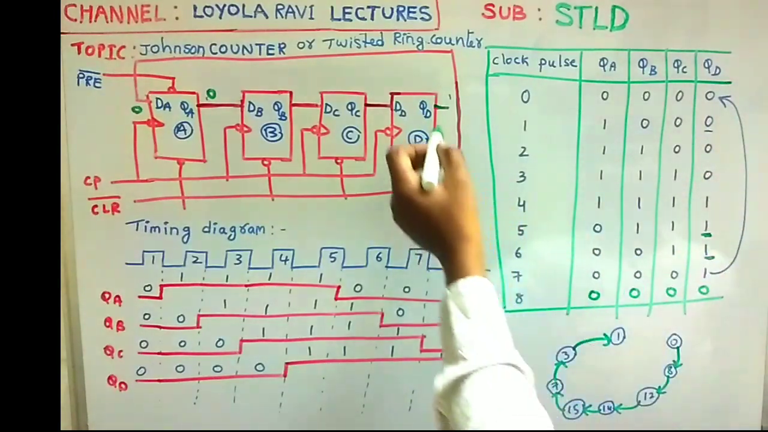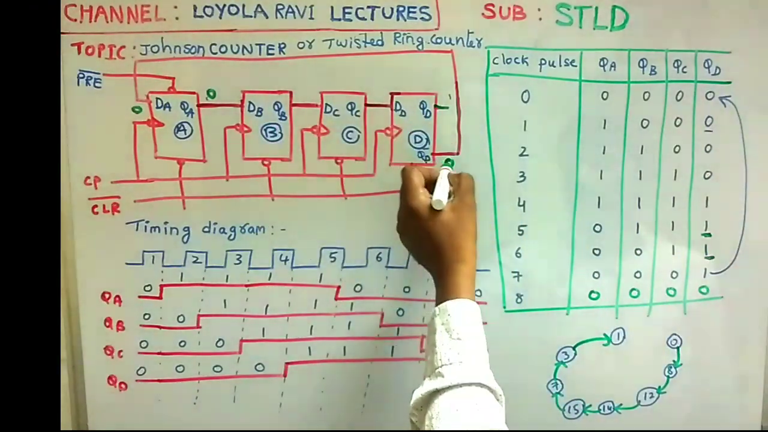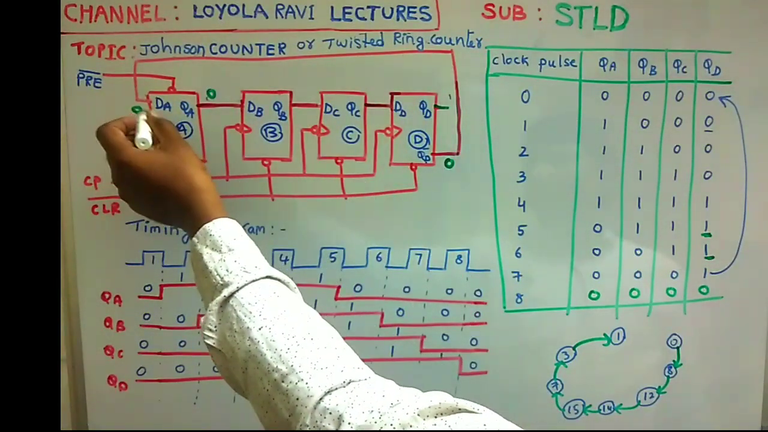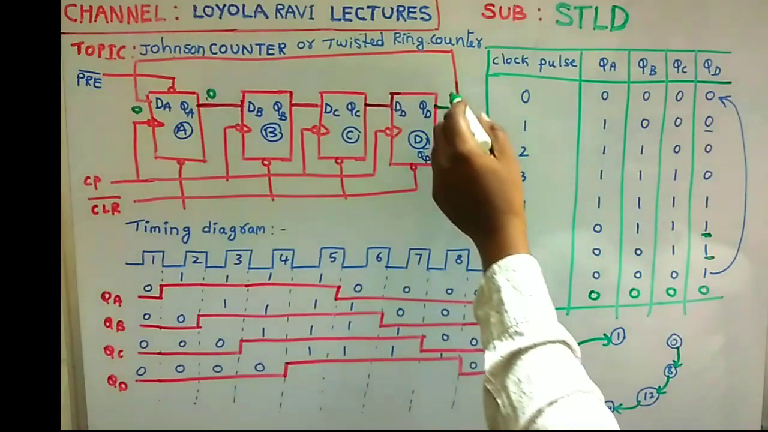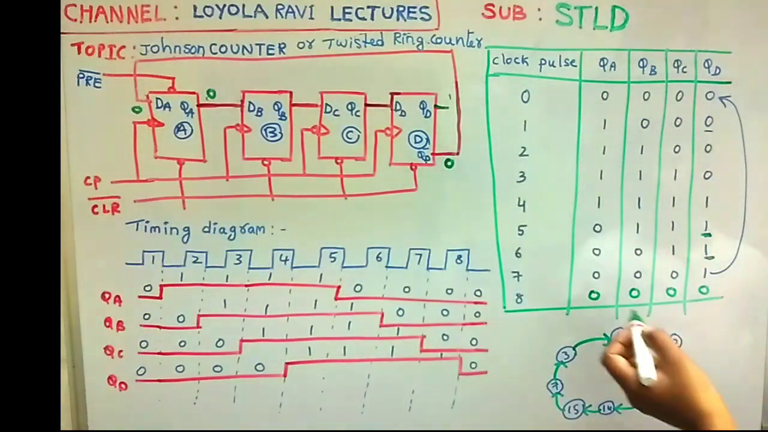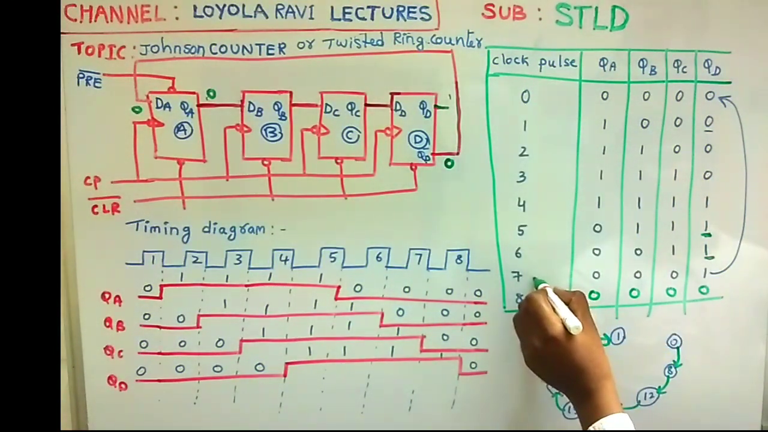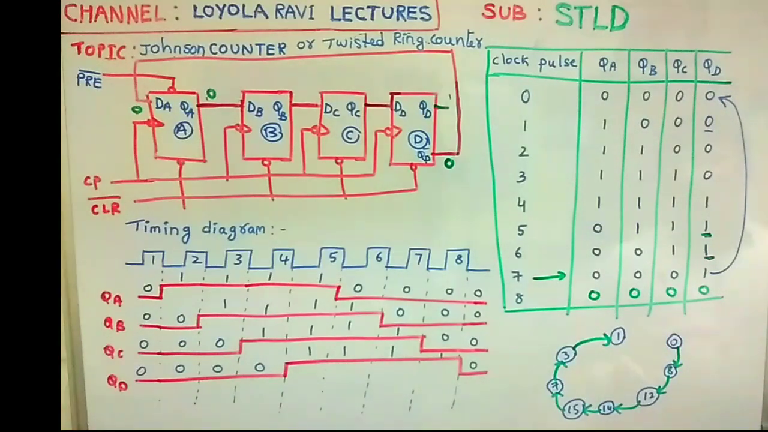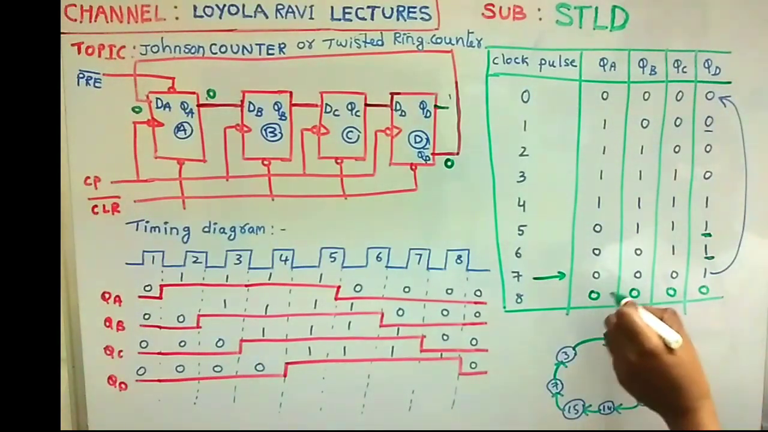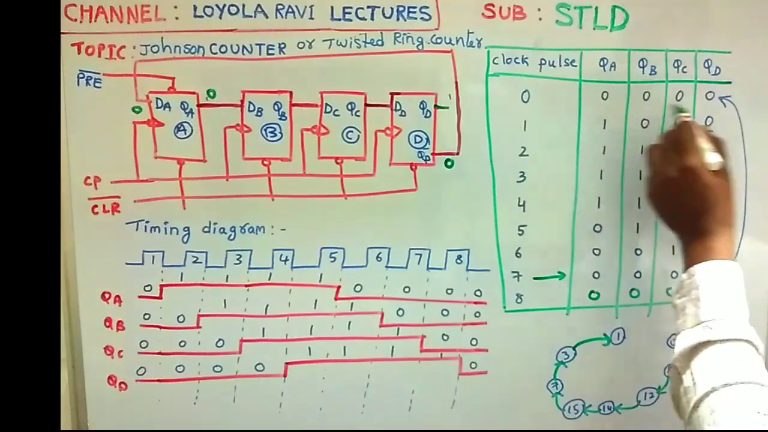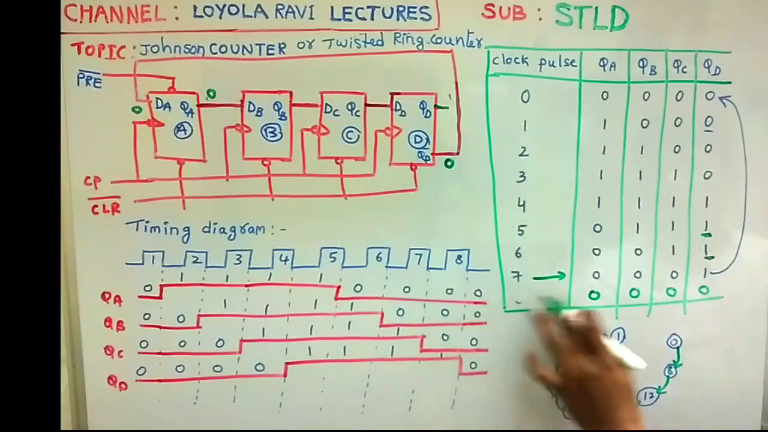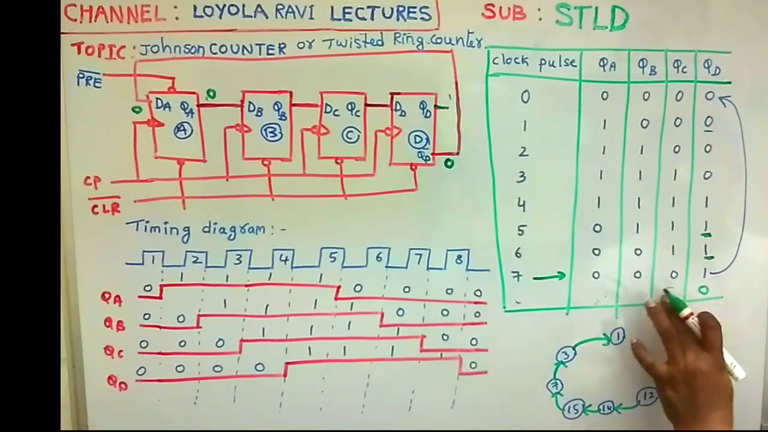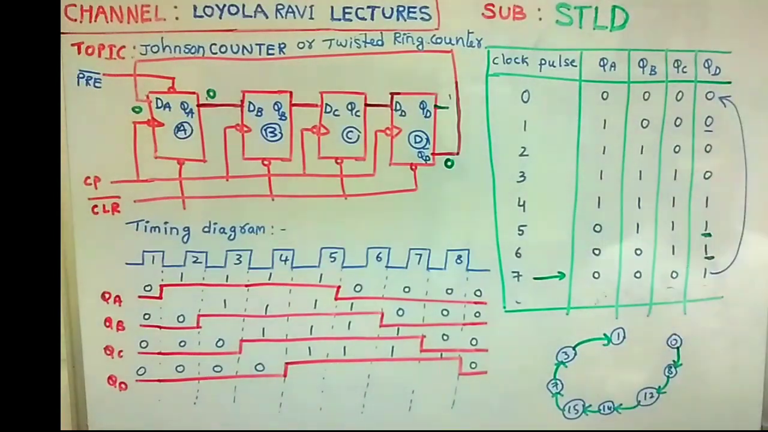QD is connecting to the first flip-flop. QD bar is 0, and QD bar is connecting to DA. So QA is 0, QB is 0, QC is 0 and QD is also 0. After the seventh clock pulse, this state repeats. That is, the first state 0 0 0 0 repeats. That's why, without taking the 8th clock pulse, you may directly write that after the 7th clock pulse, it goes to the first state or initial state.